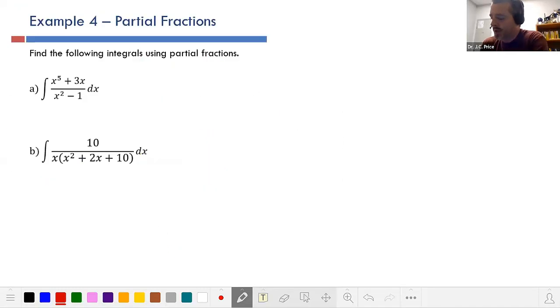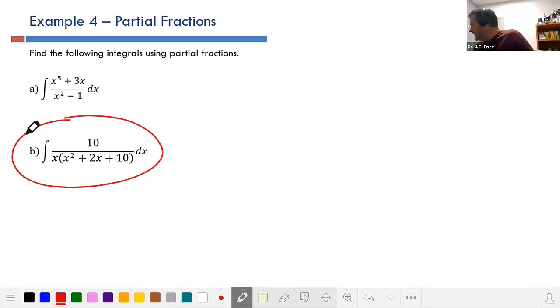Okay, so let's do one more type of problem. And so we're going to do this one, part B. It's the last problem we're going to do. And this one's a little tricky. This is one where when we do the partial fraction decomposition, we have an irreducible piece. And that irreducible piece, to actually integrate it, we're going to have to complete the square, which is a little tricky to do. So that's why we kind of saved it for the end here.